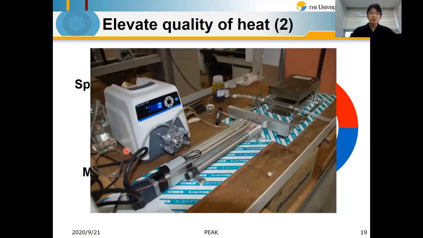In fact, this picture shows the experimental setup to evaluate this heat pump effect. This silver thing is the magnet, and the magnetic material, gadolinium, particles were placed in this pipe. And then this motor was moved back and forth, to take out the magnetic field.